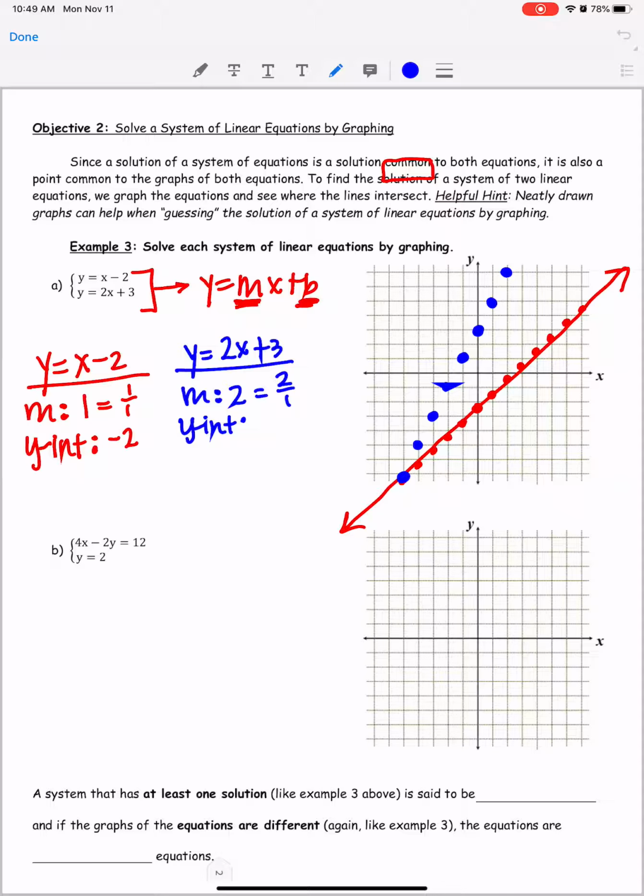So I'm going to go ahead, and I don't know why this one looks like that now, but that's supposed to be a dot. I'm going to go ahead and connect those lines.